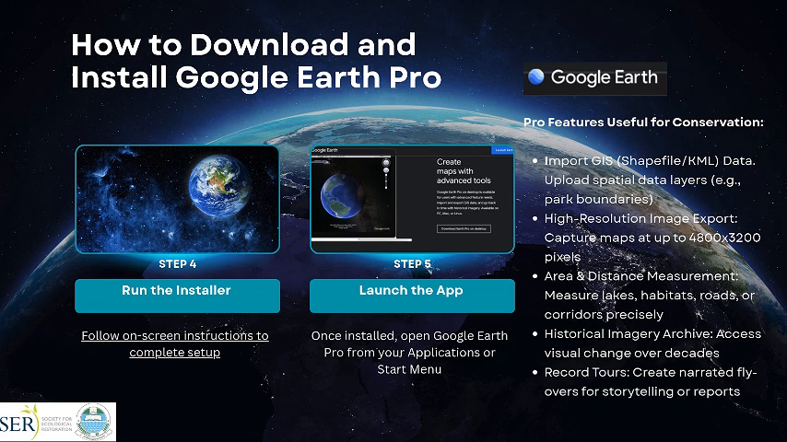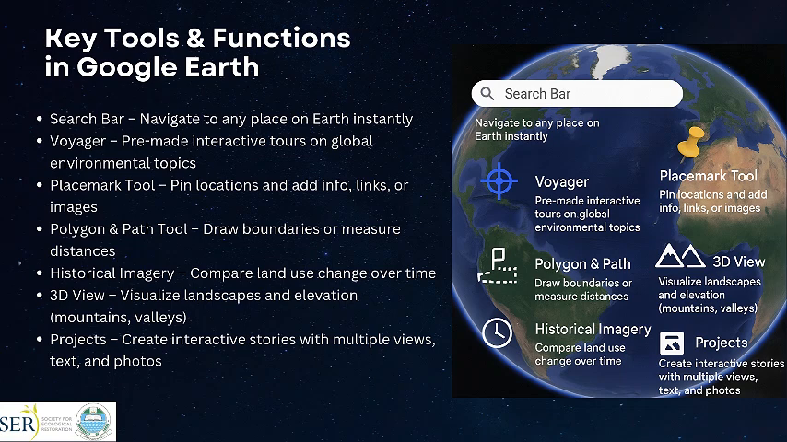And with the record tour feature, you can also create narrative flyovers, tell compelling visual stories like coastlines that are under threat, wetlands that have been impacted, etc. So these are some of the pro features you can find on Google Earth that are very, very useful for conservation. So, the key tools and functions in Google Earth.